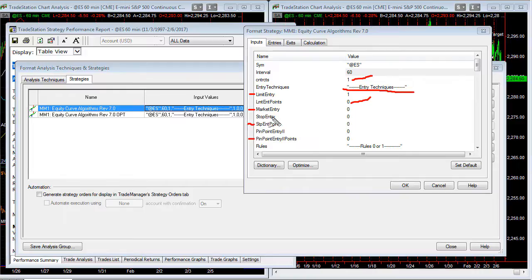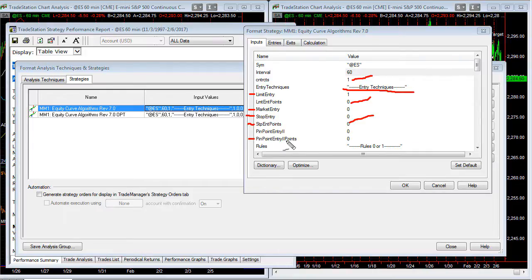Now stop entry, this arrow should be here. Stop entry is set here. If you set this to 1, then make sure these others are 0. And now you have stop entry on. And then stop entry points is the number of points that you buy next bar at the close plus stop entry points for long, or sell short next bar at the close minus stop entry points for shorts. And so the larger number you have here, the fewer trades you will have, because the more the market has to move. You can obviously use 0 as well.